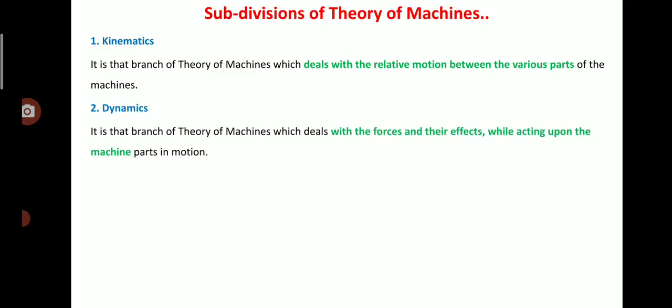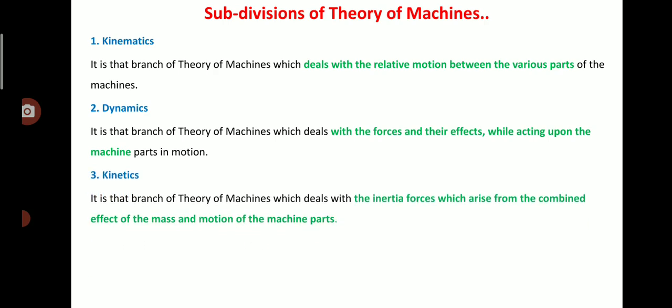What is dynamics? This is the second subdivision of theory of machine. It is that branch of theory of machine which deals with the forces and their effects while acting upon the machine parts in motion. When there is a motion and when the motion is achieved, we have to study which are the forces acting at a particular time and what will be the effect. Mostly the effect of force is creation of motion, and that is what this branch of theory of machine tells us, which is called dynamics.